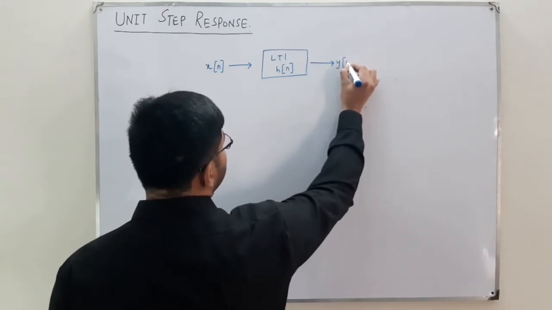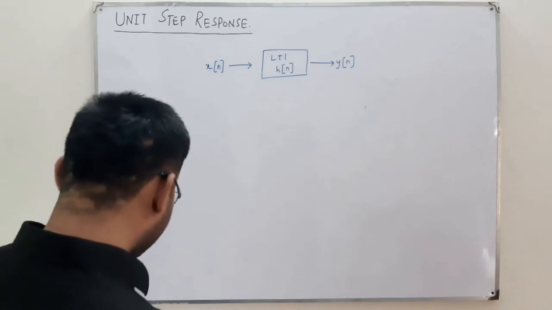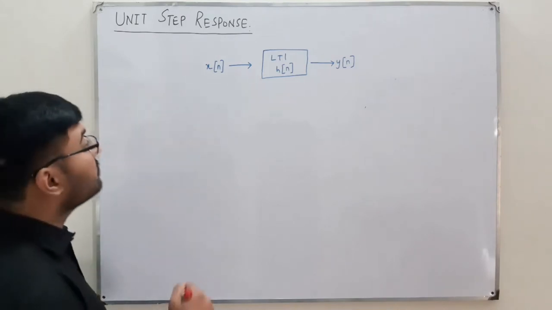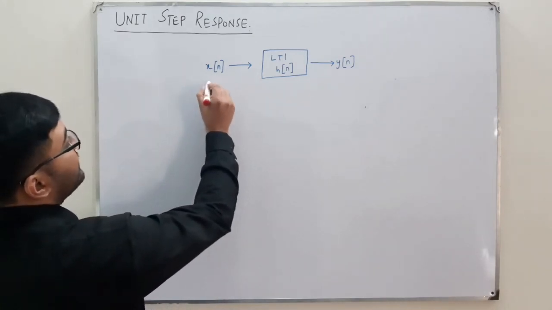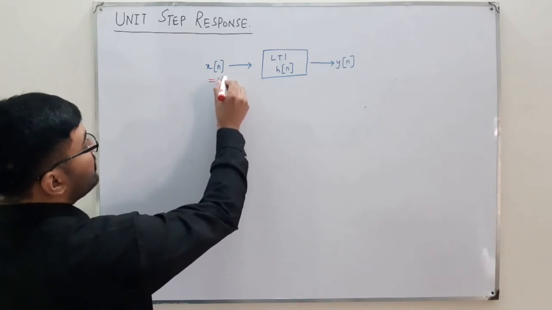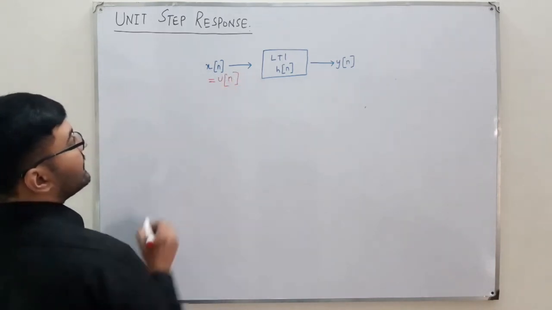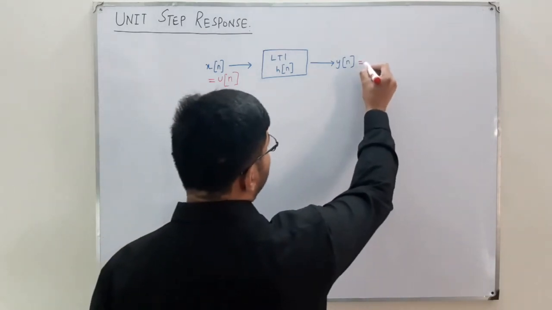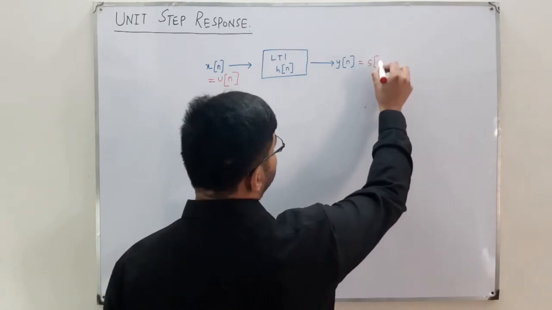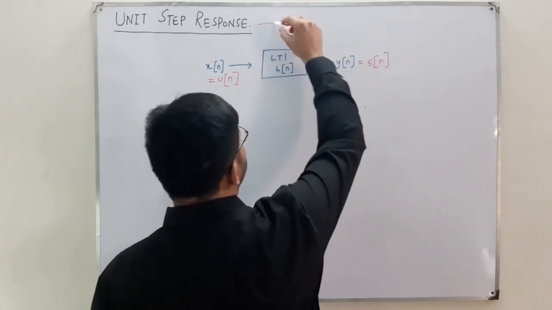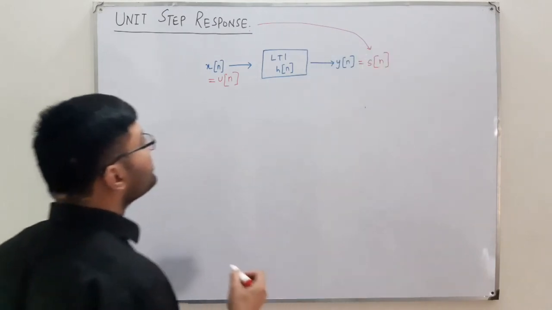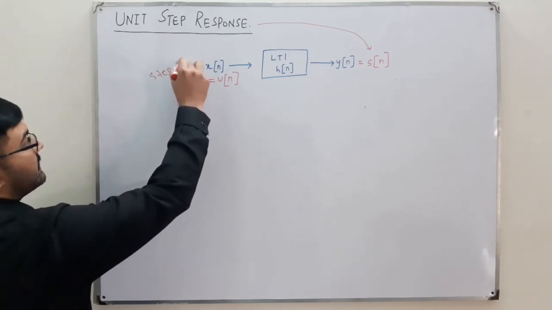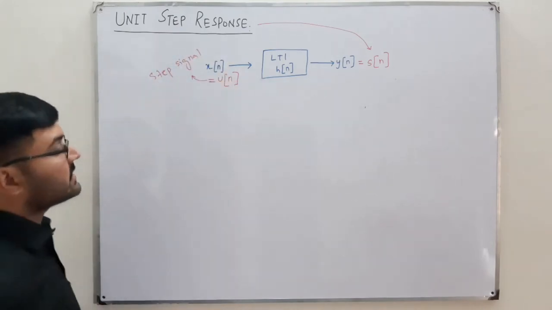y of n. In a similar fashion that we did for the unit impulse response, if this x of n is the particular input u of n, that is the unit step signal, we name the output of the system s of n. This s of n is the unit step response. This u of n is the step signal. And this is an LTI system with an impulse response h of n.